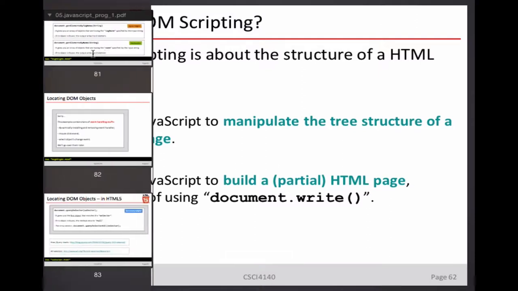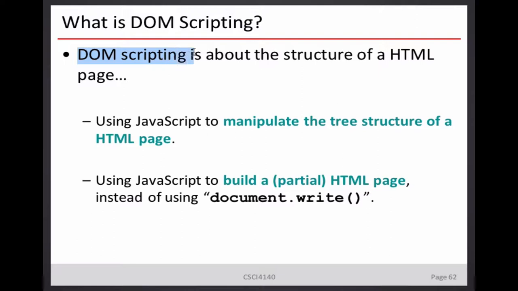So what is the meaning of DOM scripting? DOM scripting is basically about how to traverse this tree, how to search for a particular node in a tree, and how to look for a set of similar nodes in a tree. This is very important. And jQuery, the library that we don't want you to use in assignment 2, provides a set of very beautiful functions to traverse this tree.